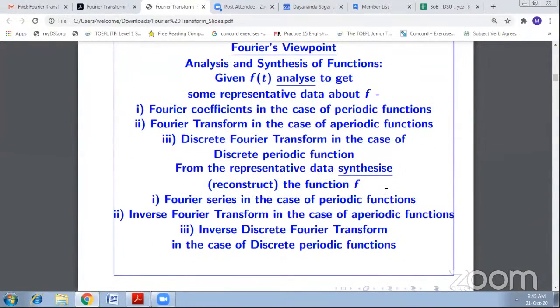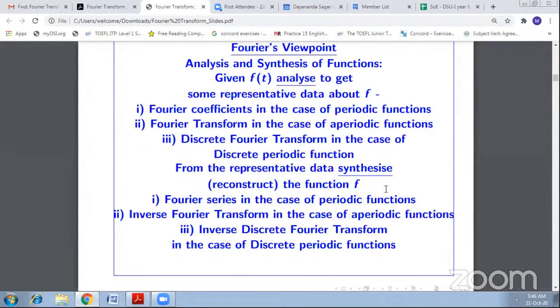Now, Fourier's viewpoint was slightly different from Euler's, in the sense that Euler used it for differential equations. Yes, Fourier also used it for differential equations, but the way he looked at it, I would interpret it as follows. In the modern language, we can call it analysis and synthesis of functions. You are given a function f of t, you analyze that function to get some representative data about that function. Okay, for example, in the case of periodic functions, the Fourier coefficients are the representative data of the function.